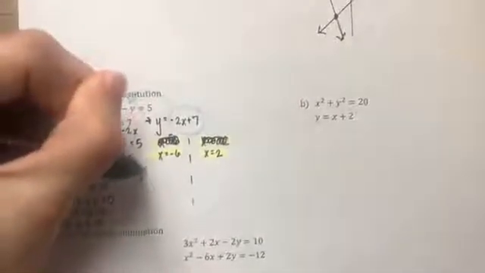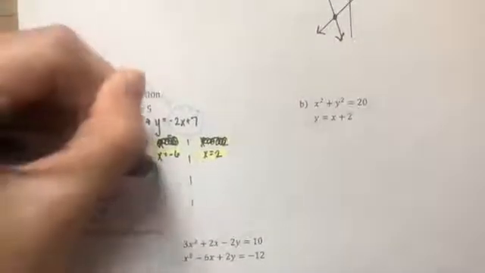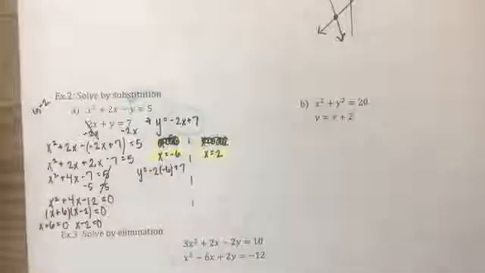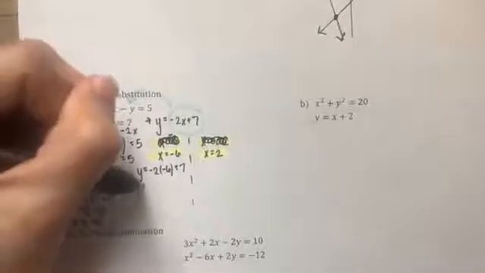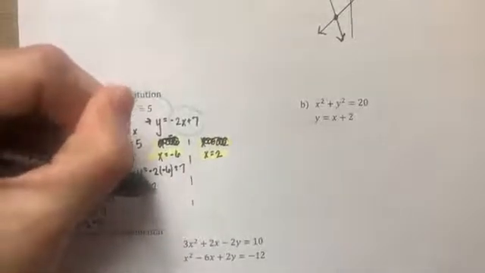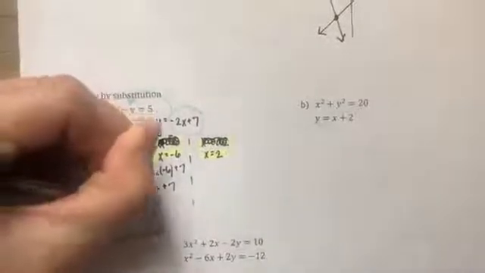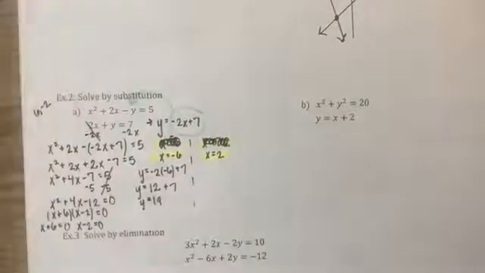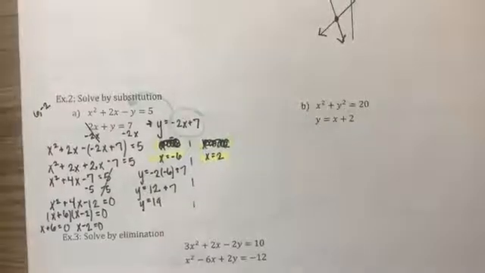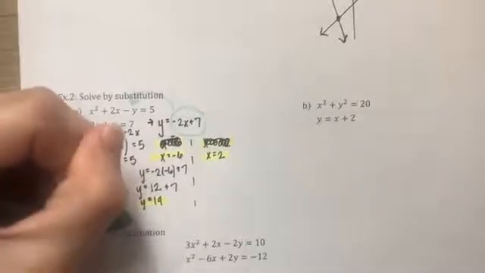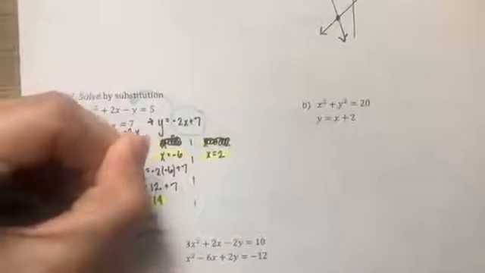We'll do y equals negative 2 times x, so times negative 6, plus 7 for when x equals negative 6. And then y equals negative 2 times negative 6, so positive 12 plus 7. And then y equals 19. So when x equals negative 6, y equals 19. So one solution is negative 6, 19.